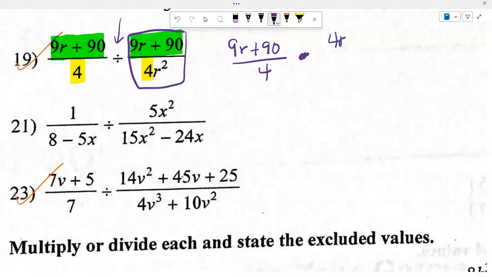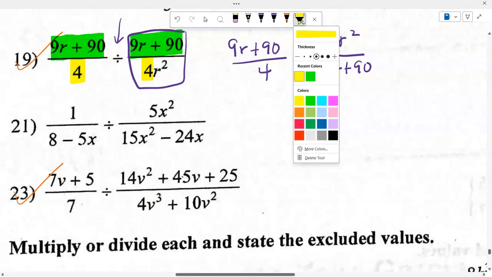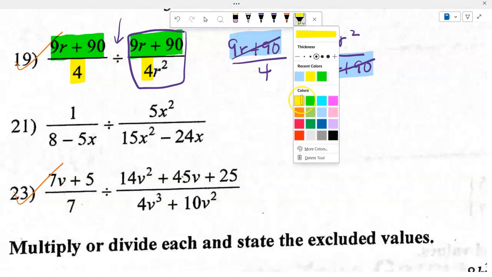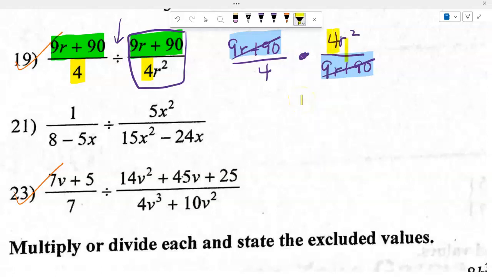So you have 4r squared divided by 9r plus 90. Now you notice when we look for common factors, we have 9r plus 90 and we have 9r plus 90. We know that that's going to be 1. We also notice that we have 4 and we have 4, and that's also going to become 1. And so this will simplify to r squared.